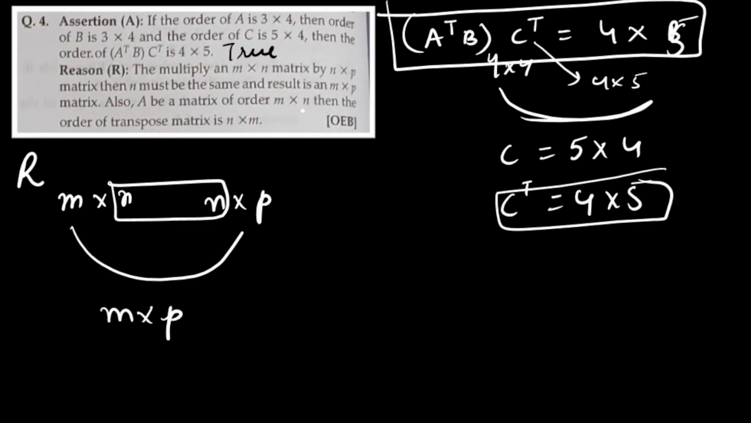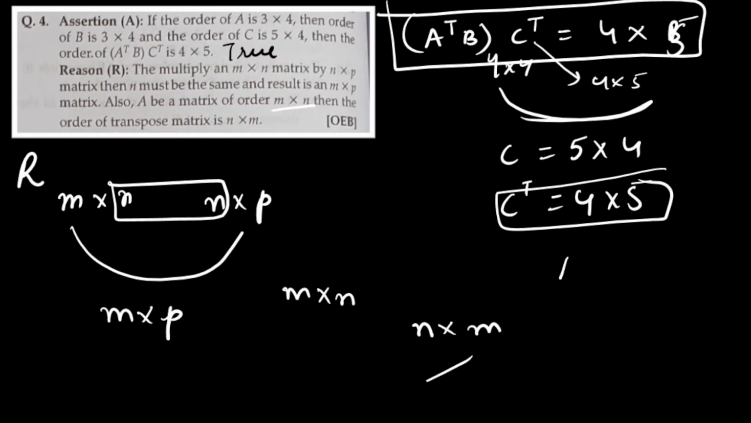Also, A is a matrix of order m by n. Then the order of the transpose of a matrix is n by m. So is it true? Yes, A is true. R is also true.